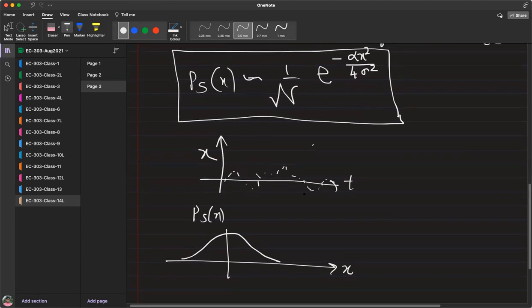So if sigma is large, this becomes wider and wider. If sigma is small, it becomes narrower and narrower around the equilibrium. If sigma goes to 0, it becomes basically a sharp peak at the equilibrium at x equal to 0. So basically, the Fokker-Planck equation will tell you where the system will reside after long enough time. Does it make sense?